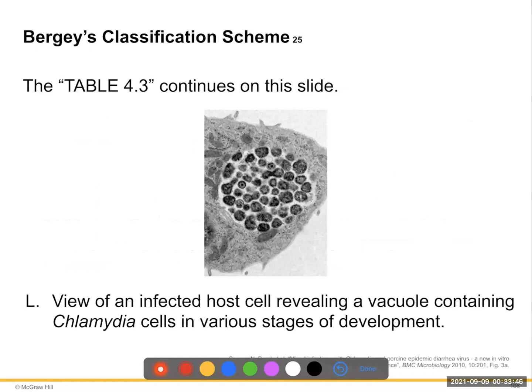This shows you an infected cell revealing the vacuoles. Remember, the vacuoles inside the bacteria is where they store the materials when they're ingesting them. This is a chlamydia cell in various stages of development. Again, that's a sexually transmitted disease.